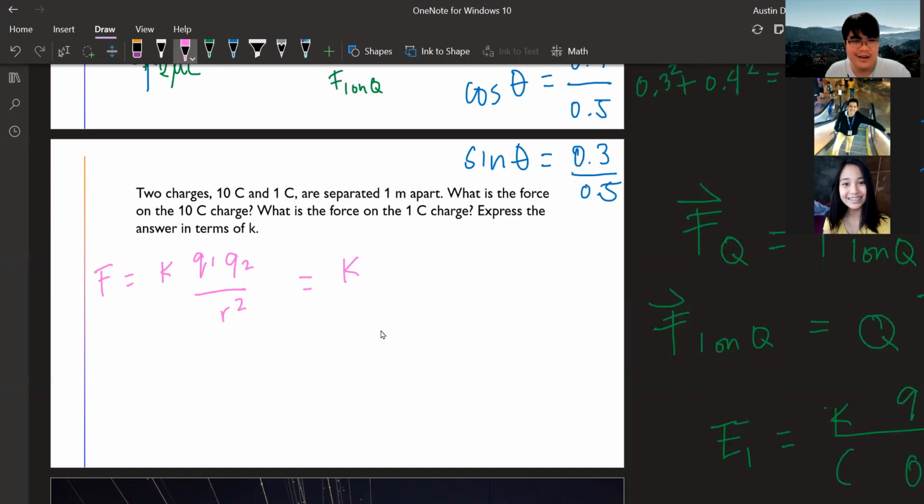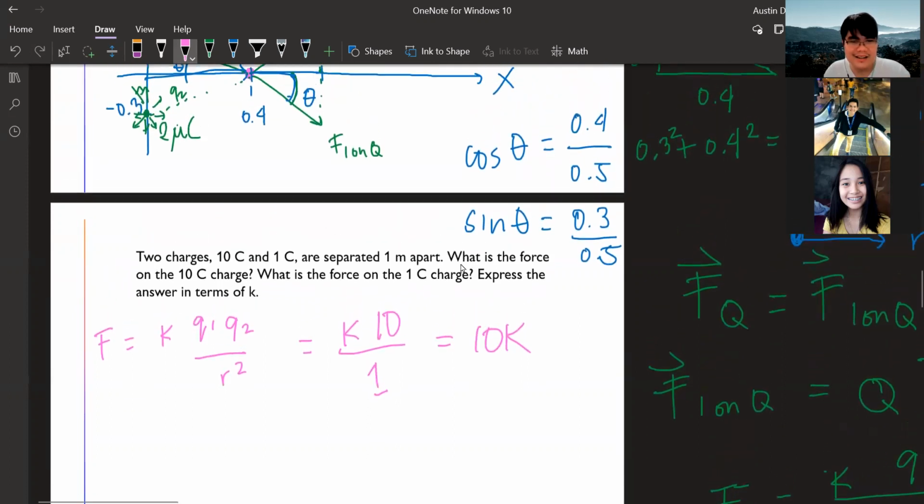Okay, tulungan kita. Ano yung denominator mo? R squared. Okay, ano yung R? Separation. Okay, 1. So, 1 squared ay? 1. Okay, 1. K lang yung sagot. Okay. So, tapos yung numerator, Q1 times Q2. May numerator pa pala! Oh my God, 10. 10K. It's just above pa. Okay. So, what is the force on the 10 coulomb charge?